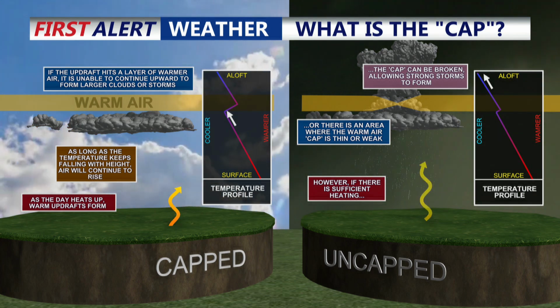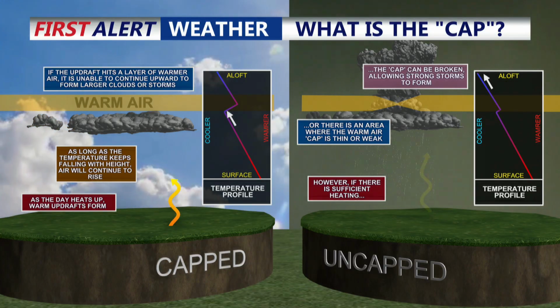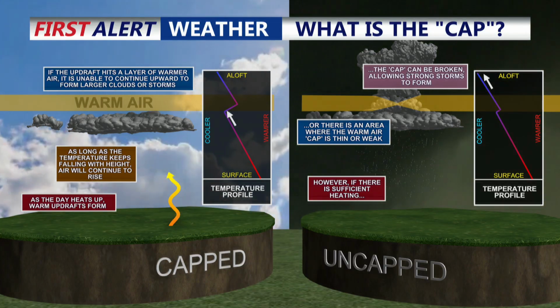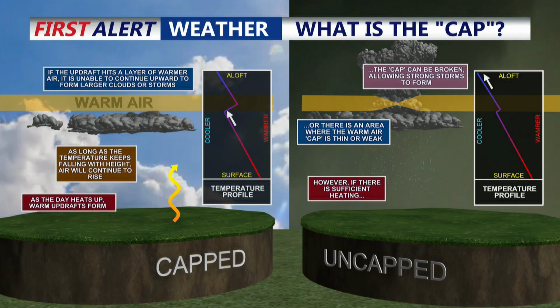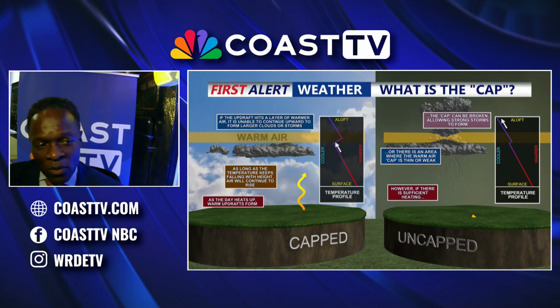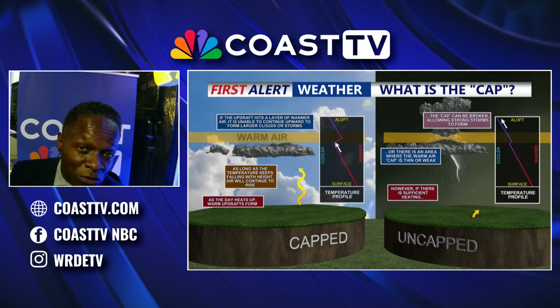So when we talk about capped and uncapped, it deals with the potential of thunderstorm activity and tall cloud or nimbocumulus cloud development prior to the formation of said thunderstorms. So whenever you hear that, capped and uncapped, now you have an idea as to what we're referring to, meteorologically speaking.